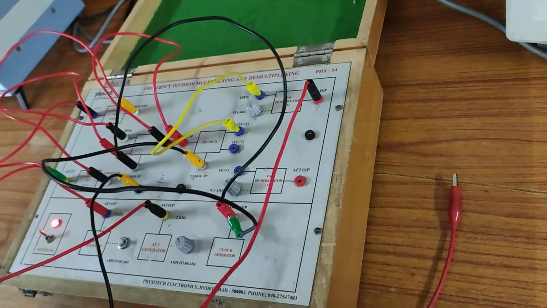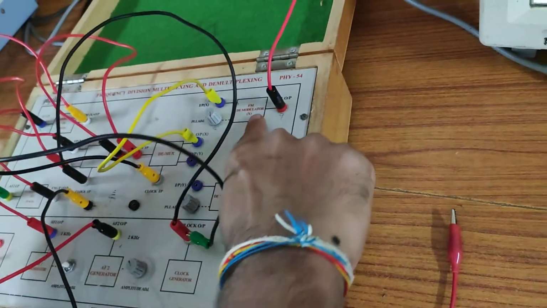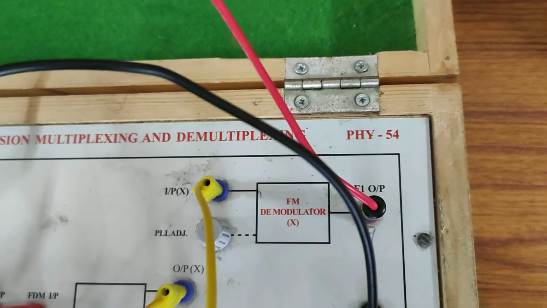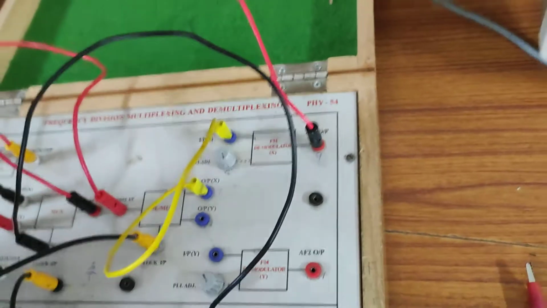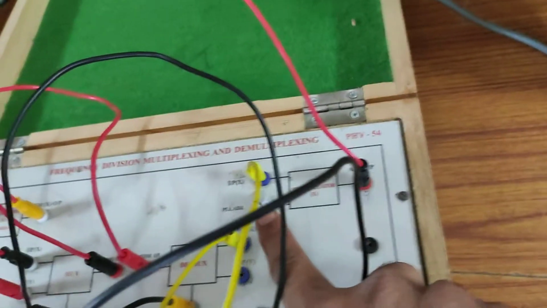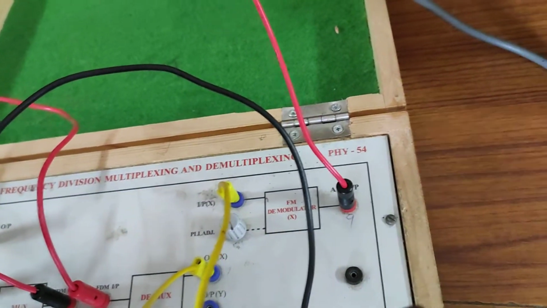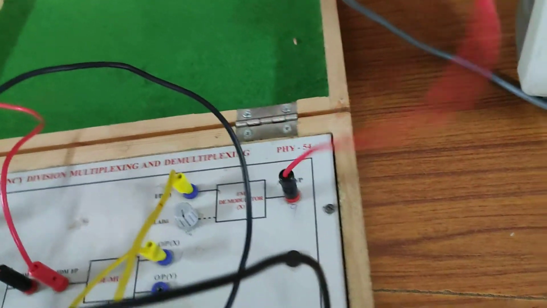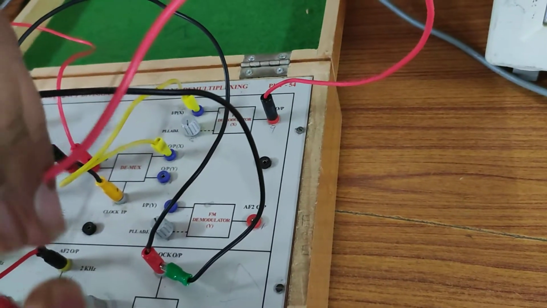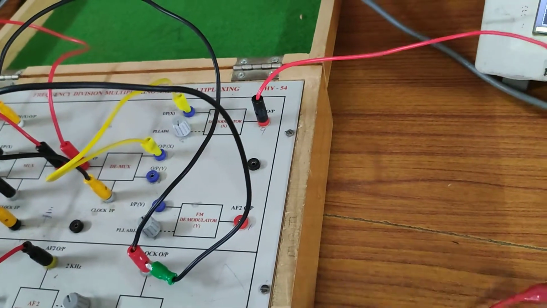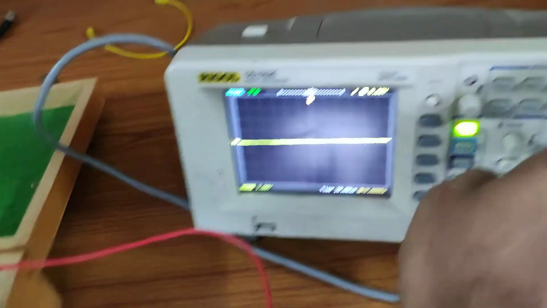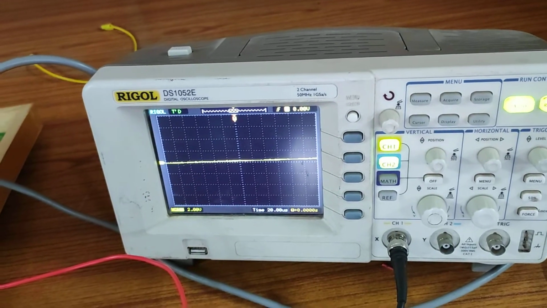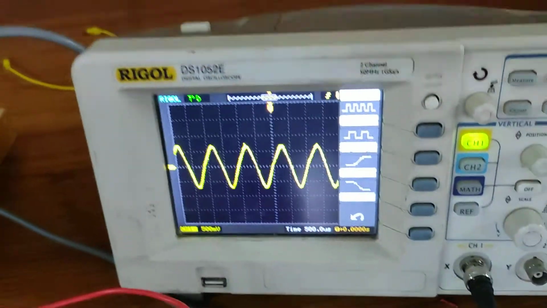Now let us check the output from AF1. This is simply the FM demodulator. As we are aware, in FM the noise effect is very high, so by using this phase lock loop adjuster, we are able to control the level of noise in the FM demodulator. Now I connected the output of FM modulator 1. Let us see whether we are getting the output or not. Yes, it is coming.